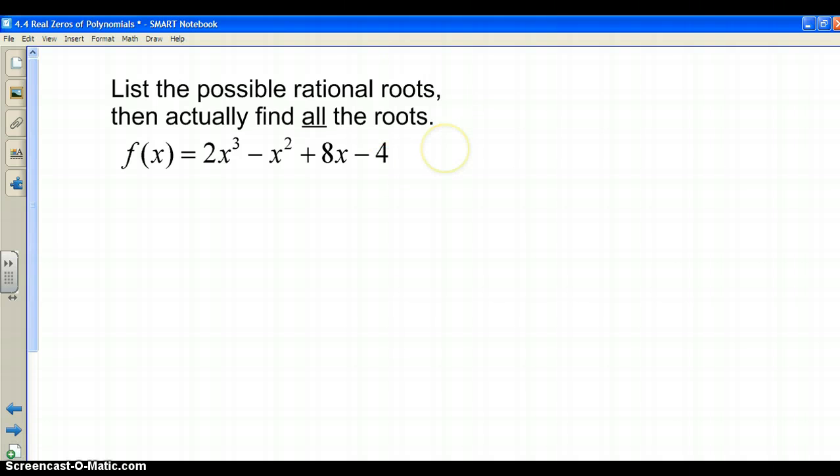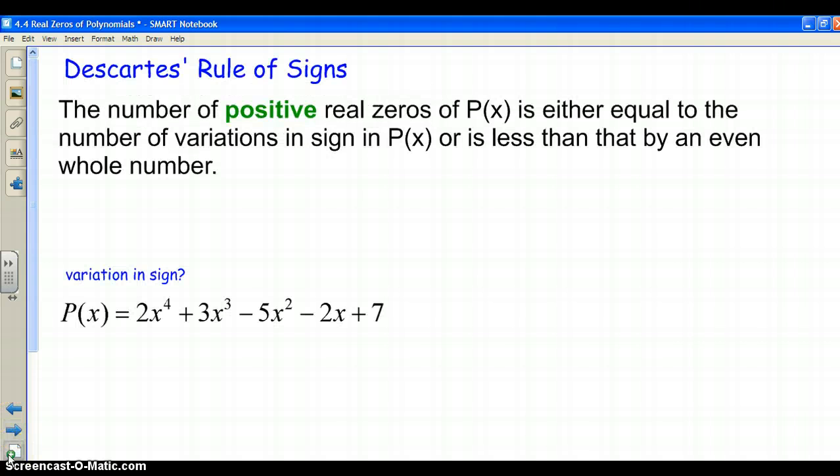Again, this problem is the same as the one we just did. I think I'm going to skip it. This is what I want to get to. The last 3 problems in your homework are Descartes' rule of signs.